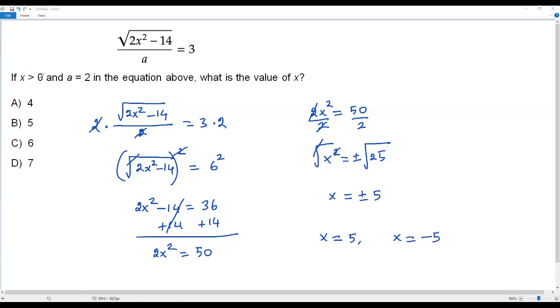So as I said earlier, in the question we have the information that x is greater than 0. So since x is greater than 0, it has to be a positive value. So we can consider x equals 5. We can reject the second one because here x equals negative 5. So we find a 5 in option B. So the correct answer choice for this question is option B.